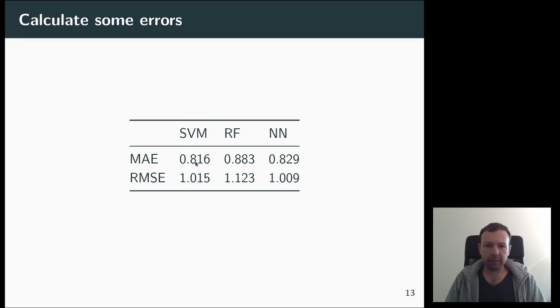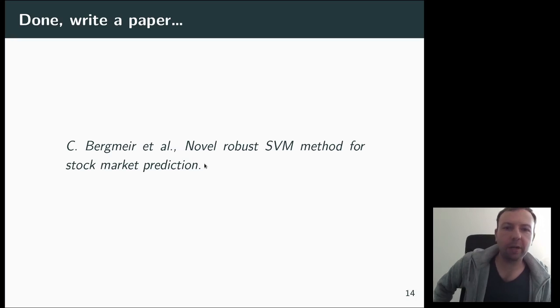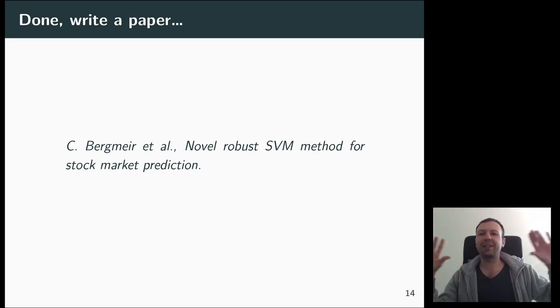On the MAE, actually, the SVM is best, with quite a bit of difference. So the SVM seems to work a bit more robustly. So done. Let's just write a paper: a novel, robust SVM method for stock market prediction. And now let's just go out there and all get rich.